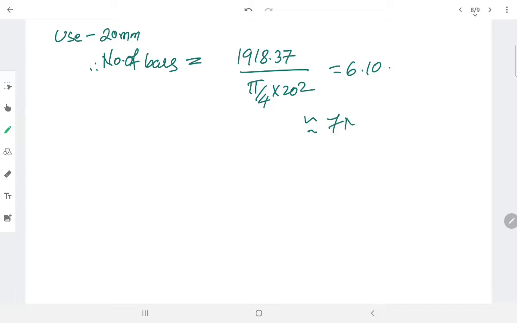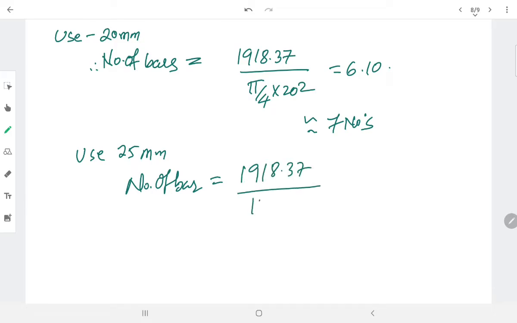So I will be taking 7 number of bars, or you may use 25 also. You can check with 25 also. Number of bars is equal to 1918.37 divided by pi by 4 into 25 square, which is around 490 mm square. 1918.37 divided by 490 is hardly 3.91, which means 4 number of bars. Either you may take 20 or 25 for the reinforcement.